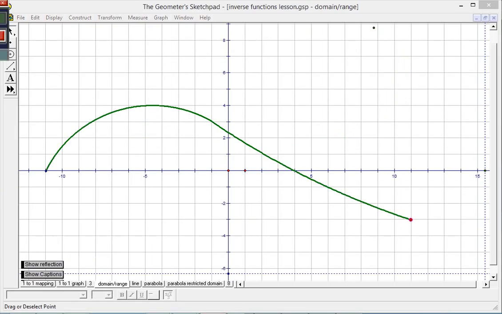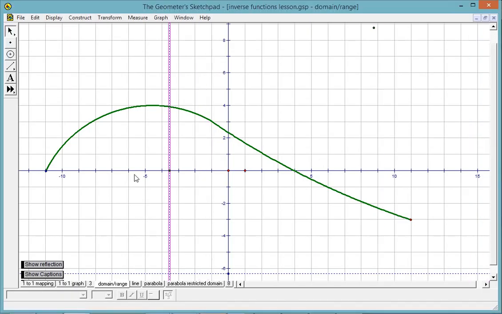Okay, so I moved my graph around a little bit, and now I have another function. So can you see what the domain is? So remember, the domain is x. So we would go from where x is negative 11, and I get an answer, right, all the way up until positive 11. So my domain is from negative 11 to positive 11.